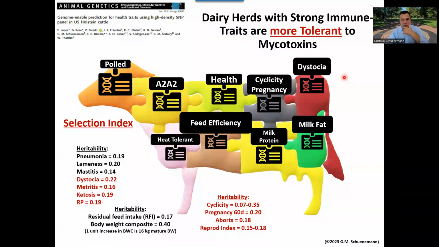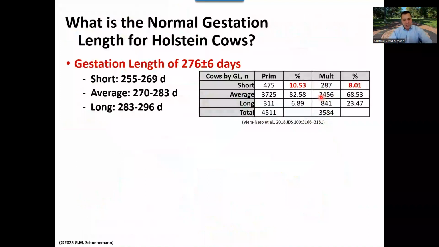It appears that cows can tolerate more, right? If in our selection index we do provide more emphasis on health, the cows are able to deal a little bit better with some of these pro-inflammatory chemicals. So I did mention to you early on that gestation length was a marker that I monitor.